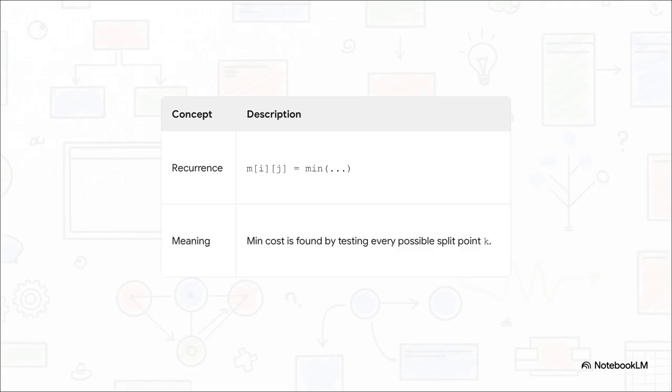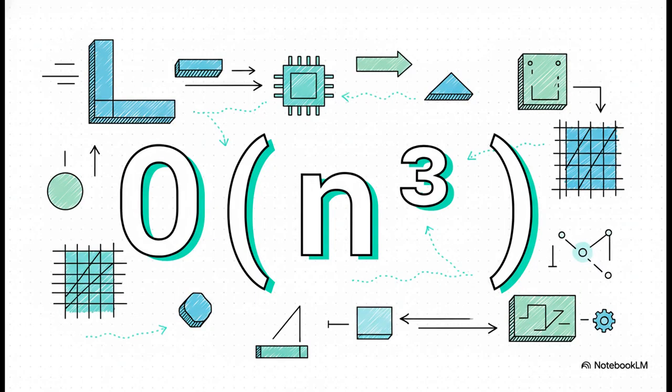And for each of those potential splits, we don't have to recalculate the cost of the 2 smaller chains. Nope, we just look up their already solved minimum costs in our table and add them up. It's this beautiful recursive idea that's powered by our smart memory. And what's the result of all that? A time complexity of O(n^3).